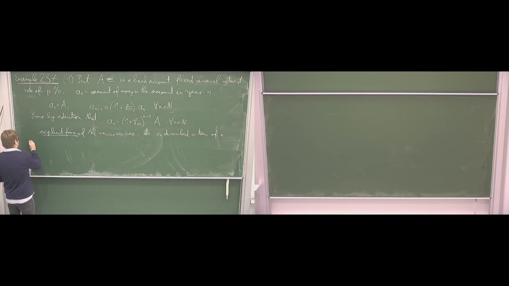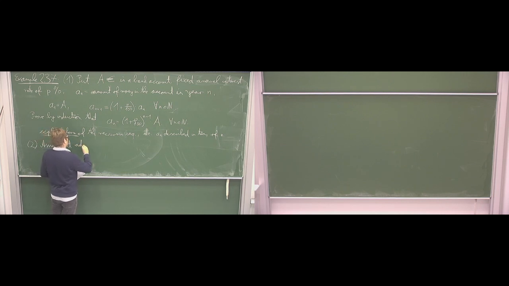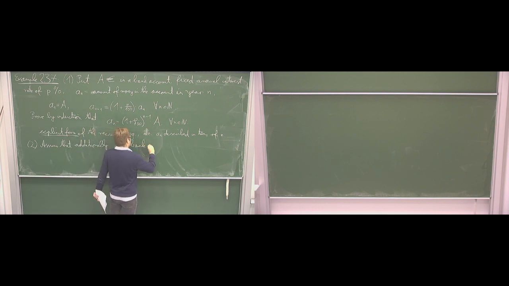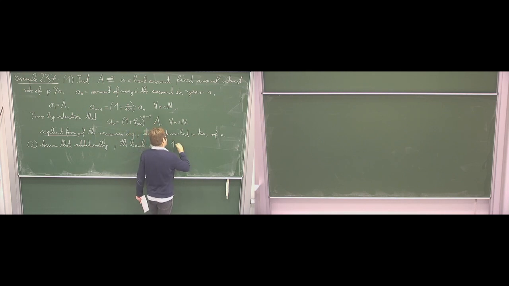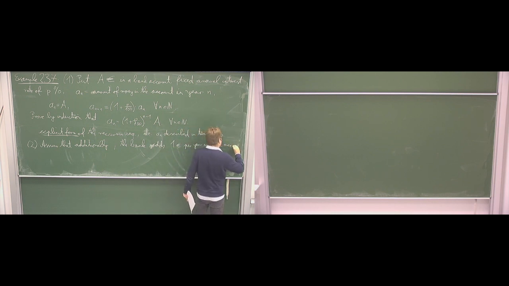Okay, second example, I want to spice things up a little bit. Assume we have a very generous bank, and assume that additionally the bank puts €1 into the account per year as a kind of loyalty bonus. The bank adds €1 per year into the account. Okay, what's the difference then? Also very simple.